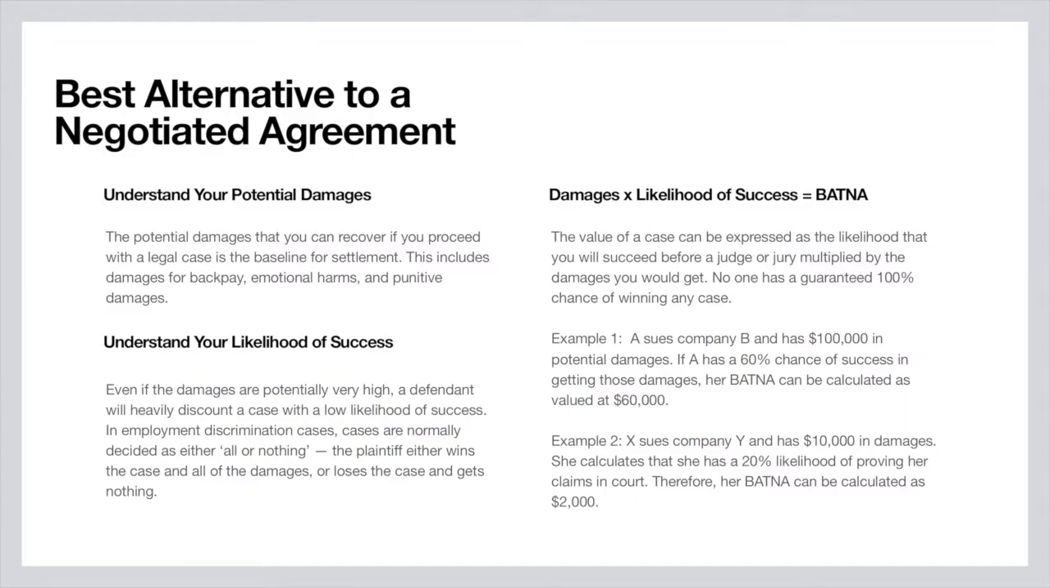In an example here, A sues company B and has $100,000 in potential damages. That could be back pay, emotional damages, punitive damages. If A has a 60% possibility of winning if it goes to trial, right? Nobody has a 100% chance of winning. If you have a 60% chance of winning if you're going to trial, then the value of that case is $60,000. That's 60% of $100,000. That is a reasonable way of evaluating a case.